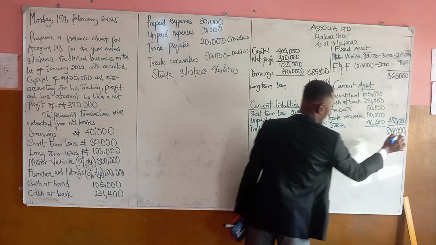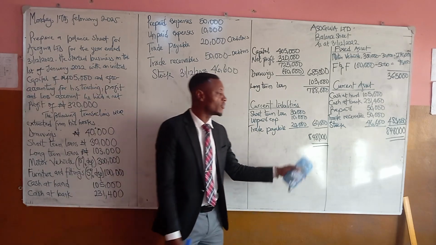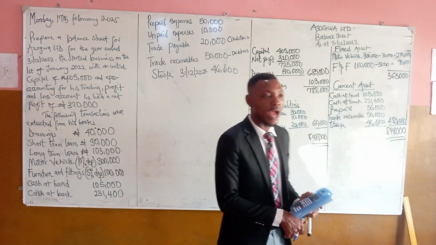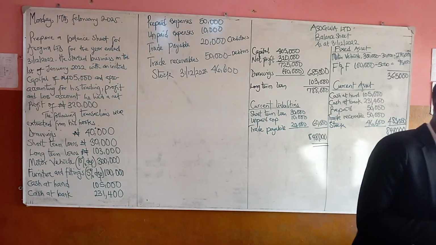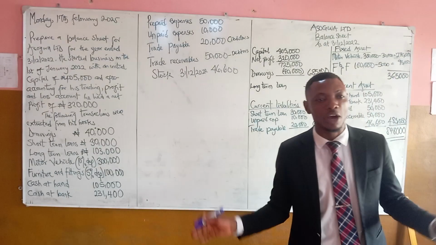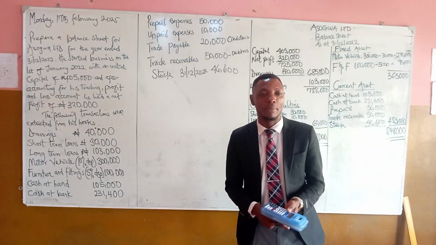So does that mean that we have an accurate figure? Yes. So now we see that what we have in the debit side is the same thing we have on the credit side. So thank you. Do we have any question? No. Do we have full understanding of this? Yes. So we can actually post into our balance sheet.